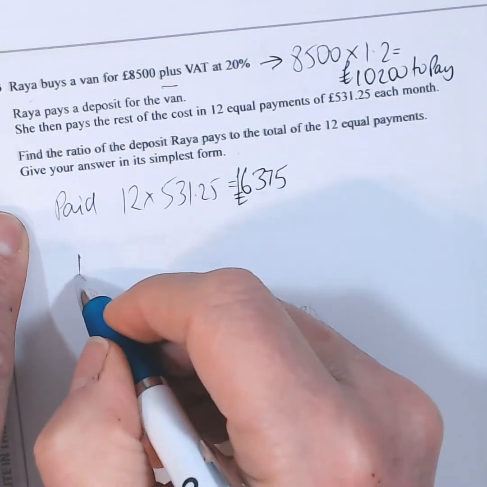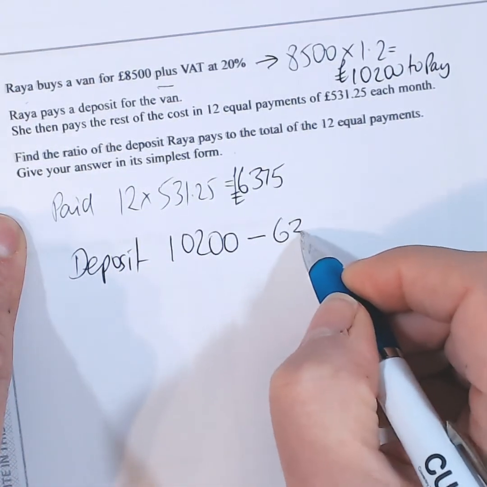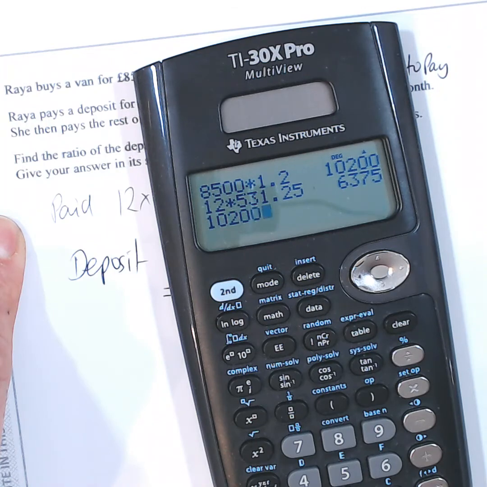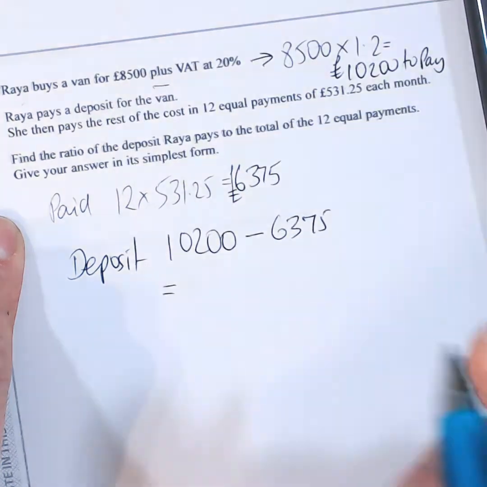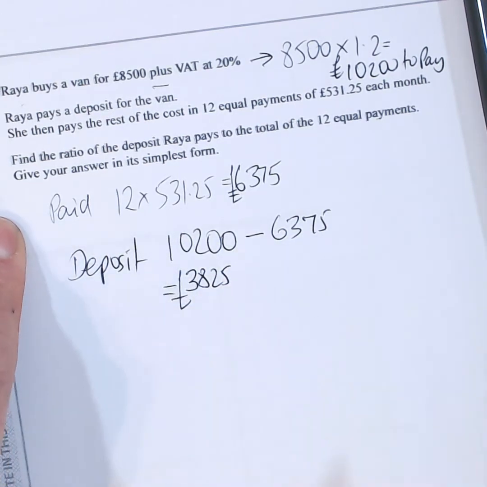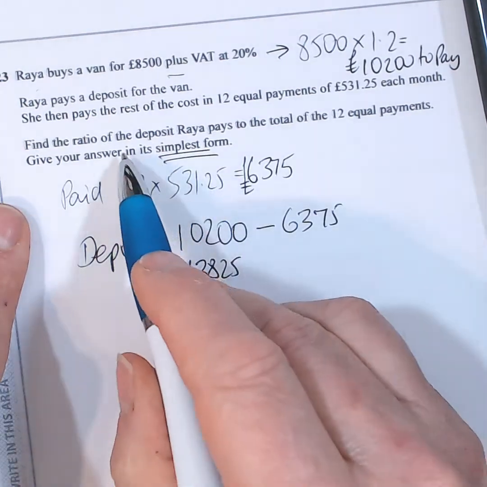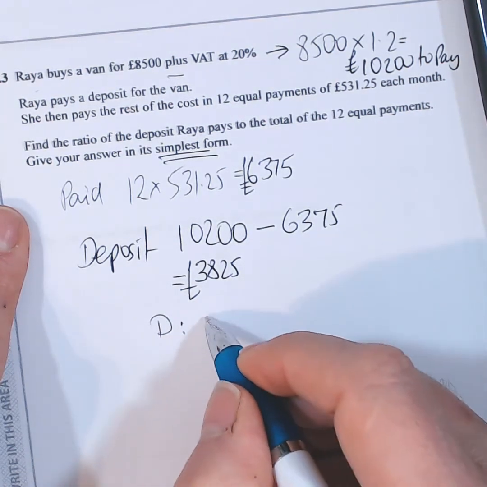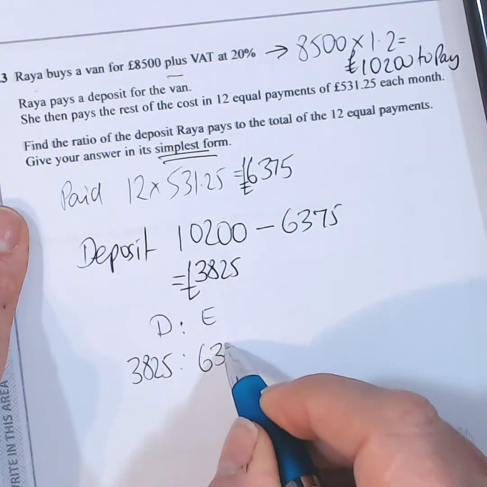And therefore the deposit must have been the 10,200 take away the actual payment she made, so 10,200, take away, using the answer key, because obviously that remembers what the last thing was, so £3,825. So our deposit was that, and we've got to give our answer in the simplest form. So basically it says give the ratio of the deposit to the total of the 12 equal monthly payments. So it's deposit to equal payments, so it's 3825 to 6375.